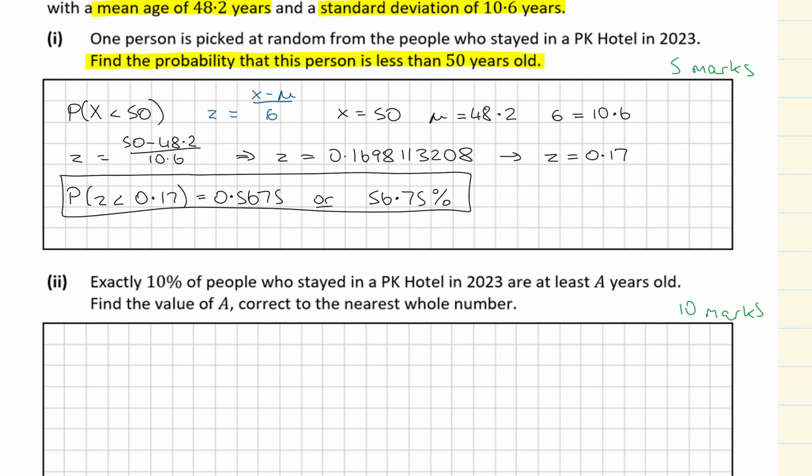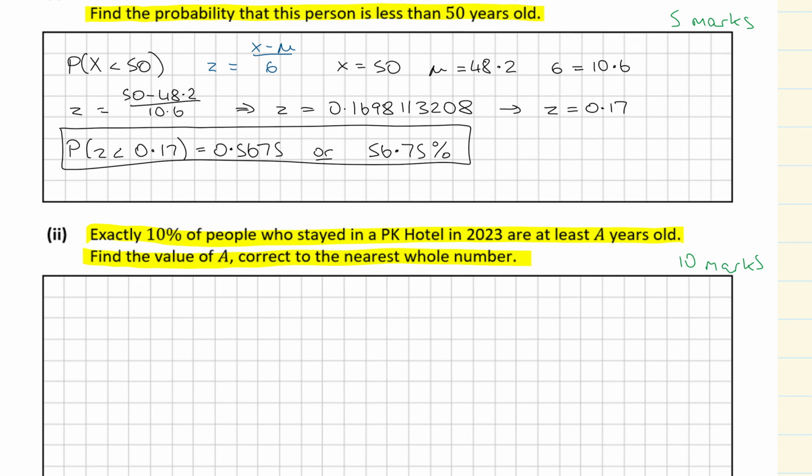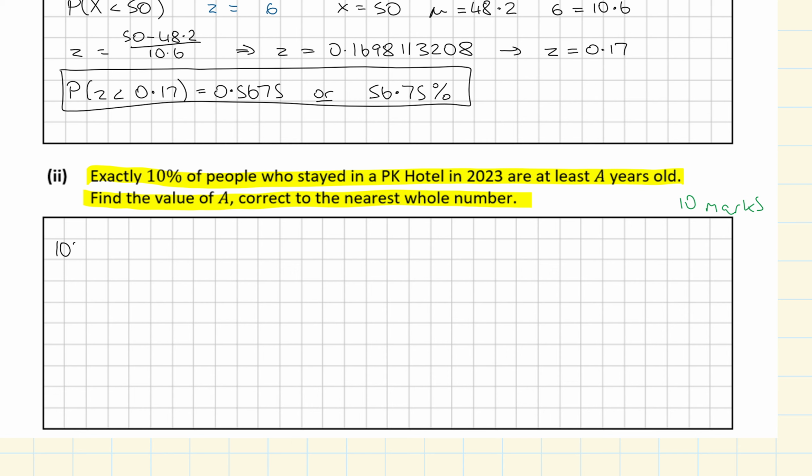Part 2 now, they tell us exactly 10% who stay in the hotel are at least A years old. Find the value of A to the nearest whole number. So if they say 10% at least A years old means there's 90% less than A. So what we need is a z-score that'll equal 0.90.